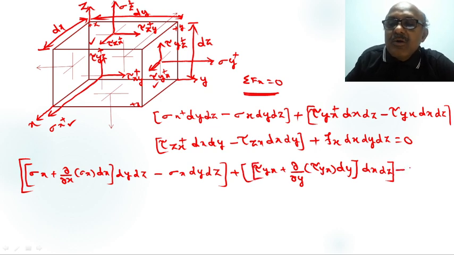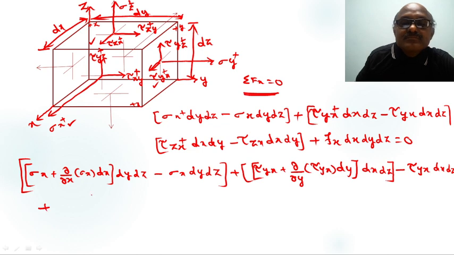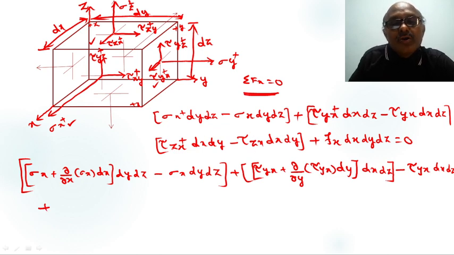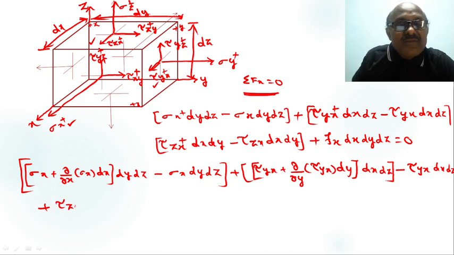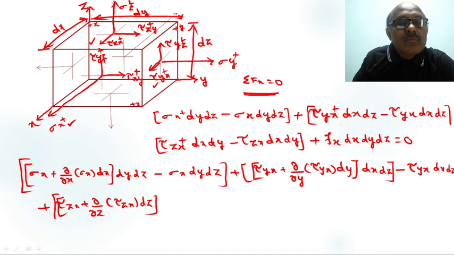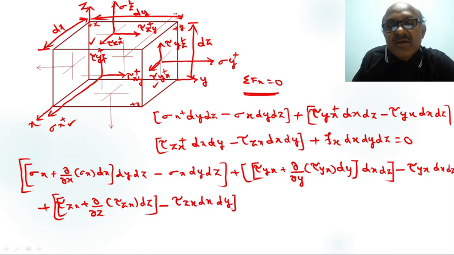So minus tau yx dx dz, plus similarly tau zx plus, that is tau zx plus dou by dou z of tau zx into dz, minus tau zx dx dy, plus Fx dx dy dz, that is equal to 0.